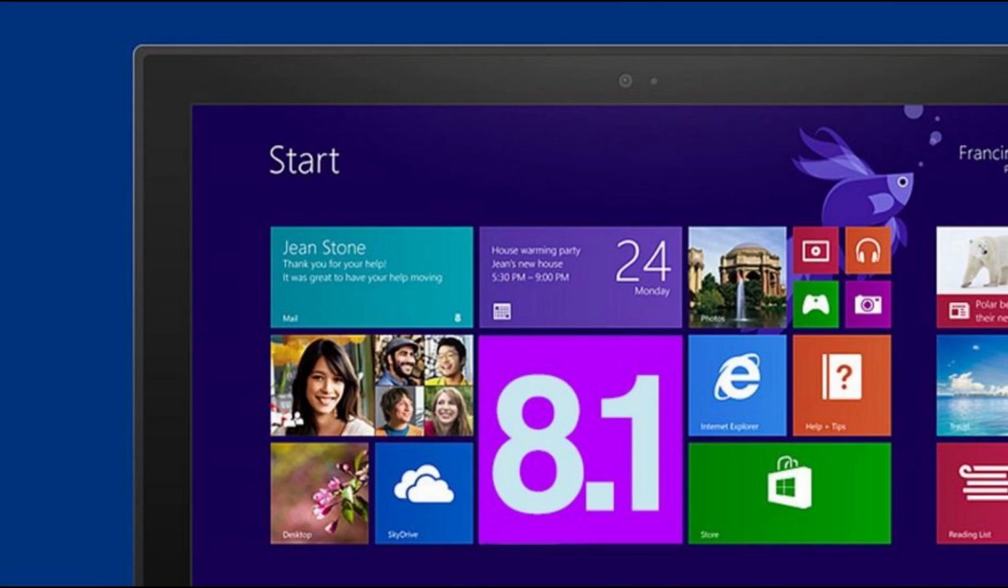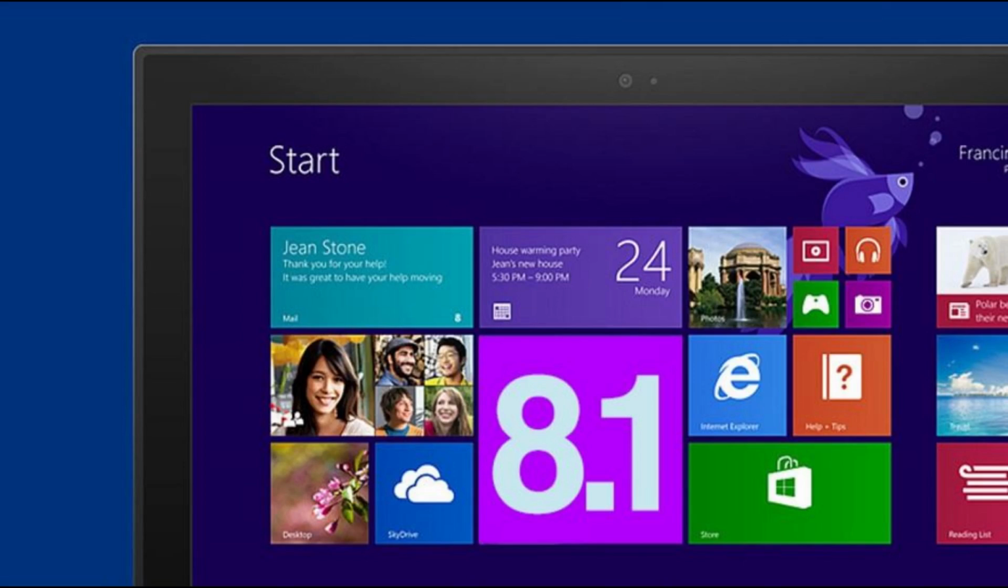Mainstream support for Windows 8.1 ended on January 9, 2018, and extended support ended on January 10, 2023. Mainstream support for the Embedded Industry Edition of Windows 8.1 ended on July 10, 2018, and extended support ended on July 11, 2023. As of April 2025, it is estimated that 0.28% of computers are still running Windows 8.1.